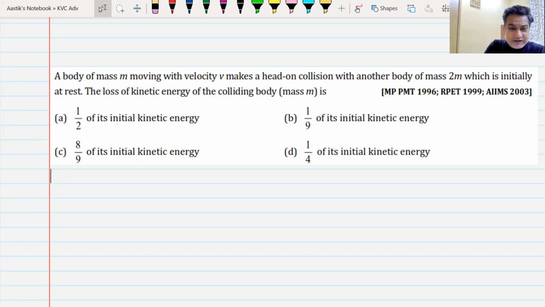Basically, the question should be framed in a different way. Find the loss of kinetic energy. When they ask the loss of kinetic energy of the colliding body, it actually means... I'll give you 2 minutes to do this.